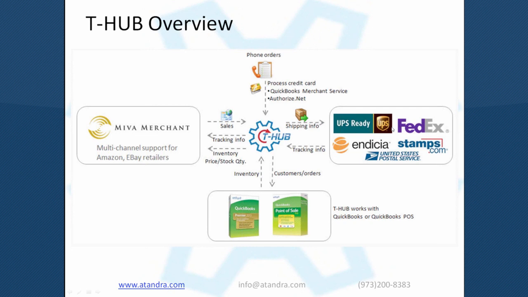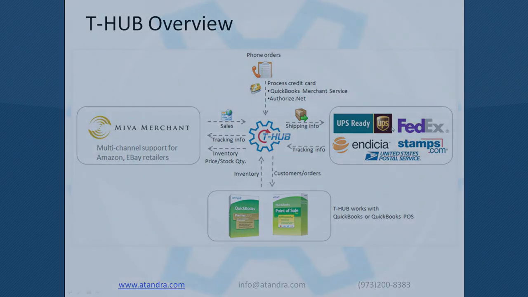And if you manage inventory in your QuickBooks or QuickBooks Point of Sale, it can also update inventory stock availability from your QuickBooks to your Miva Merchant Store. So if you run out of some product in your QuickBooks, it can automatically take it out of stock from your website. And if you sell something in your website, it will automatically reduce the quantity in your QuickBooks. So that's the overview of where T-Hub fits in.